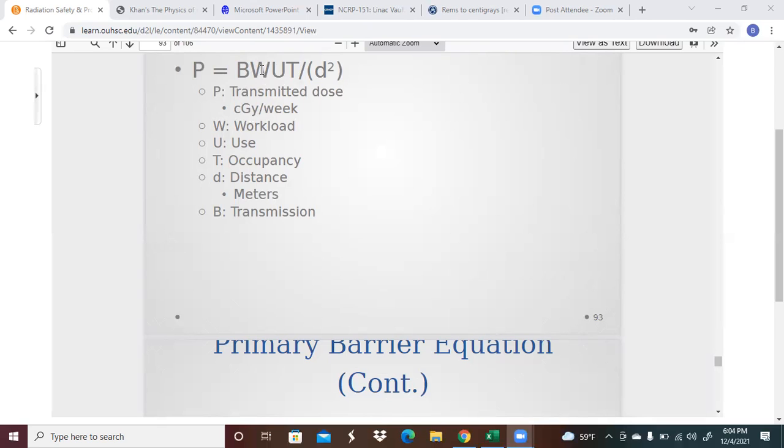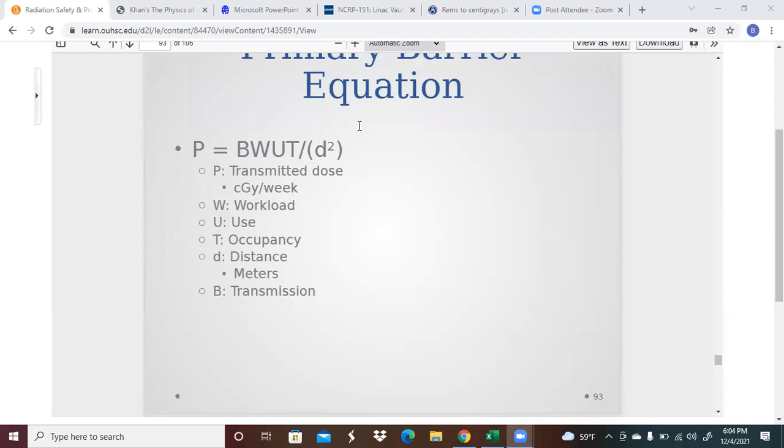If we're looking at daily, we're looking at how many patients we treat per day. If weekly, it's how many treatments were delivered throughout the week. The use is how often the room we're looking at is used. The occupancy is how much time the room is actually occupied. And the distance is measured in meters, and it gives us an idea as to how much of an effect the inverse square law is going to have.